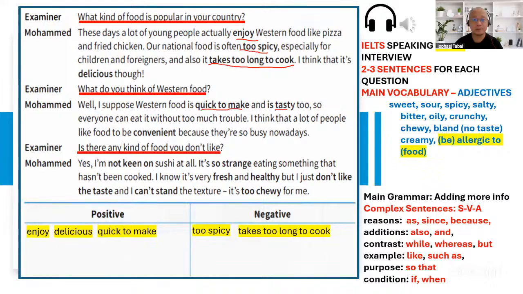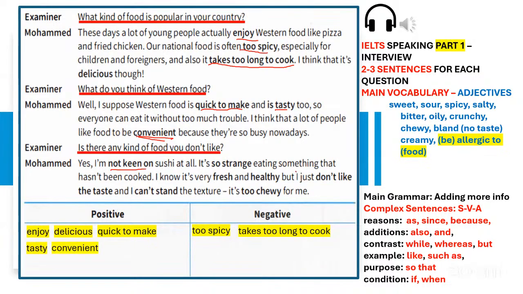How about Ming? How about convenient? Positive or negative? Teacher, convenient, positive. Yes. How about not keen on? Positive or negative? Not keen on. It should be negative.